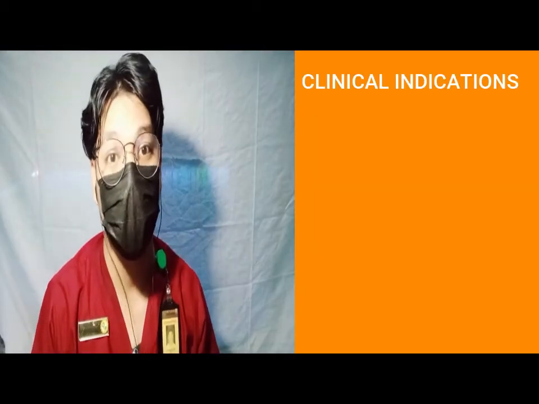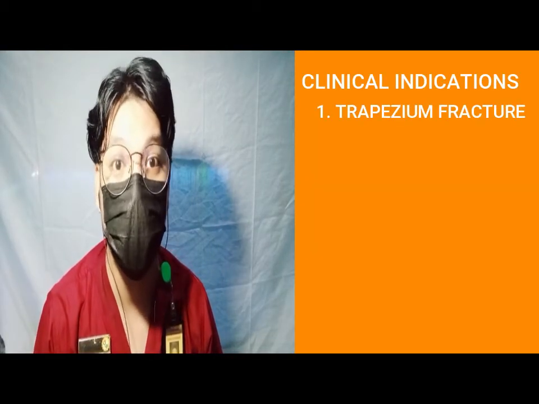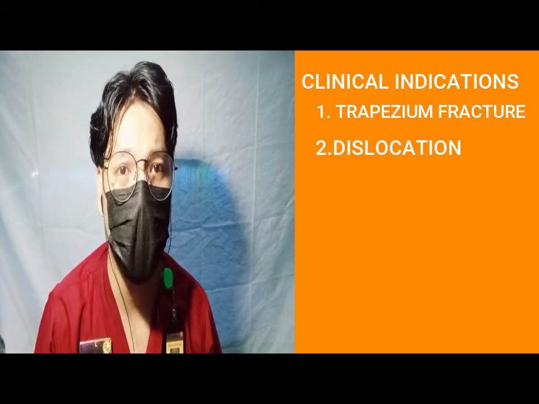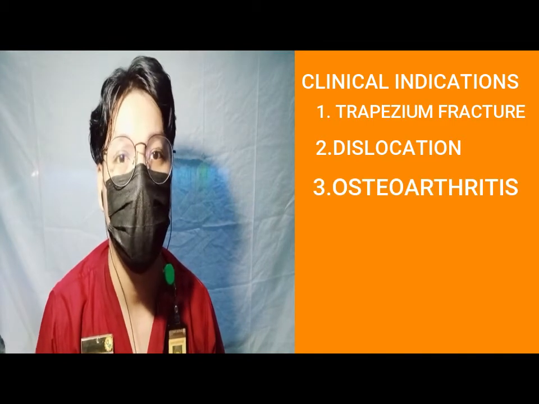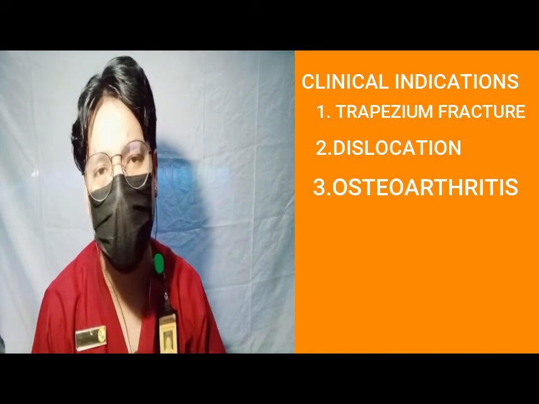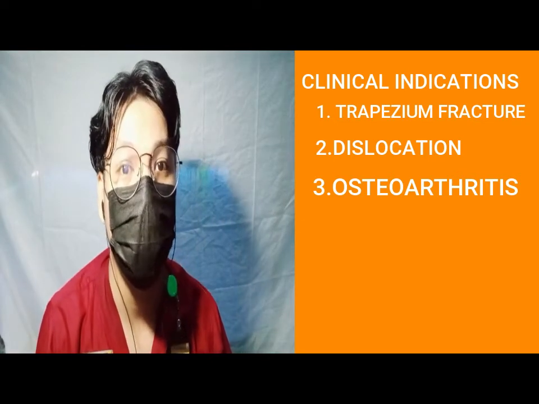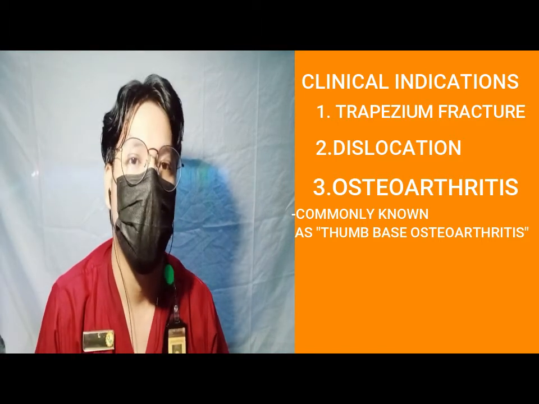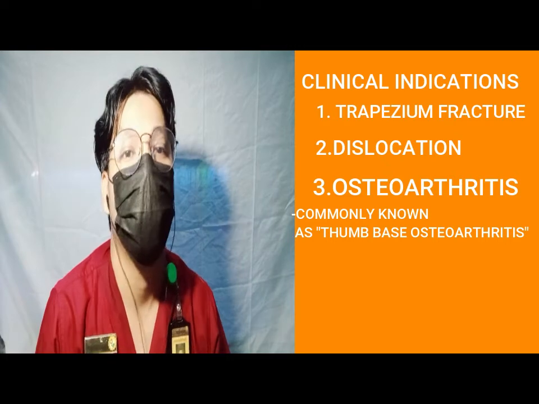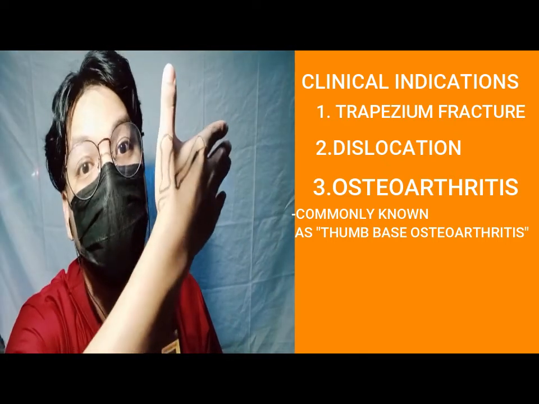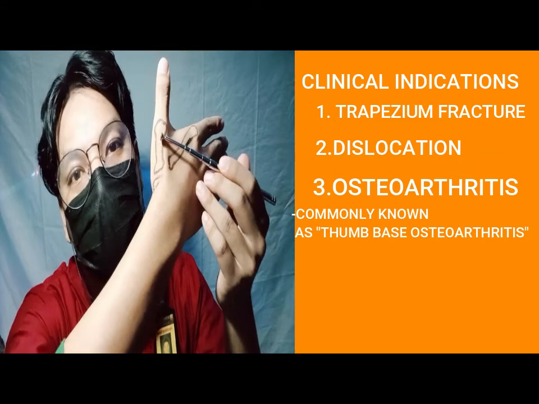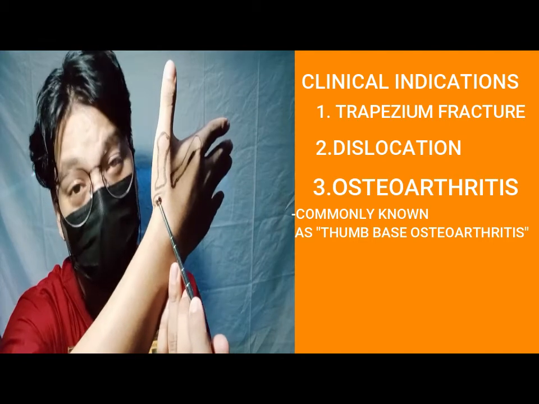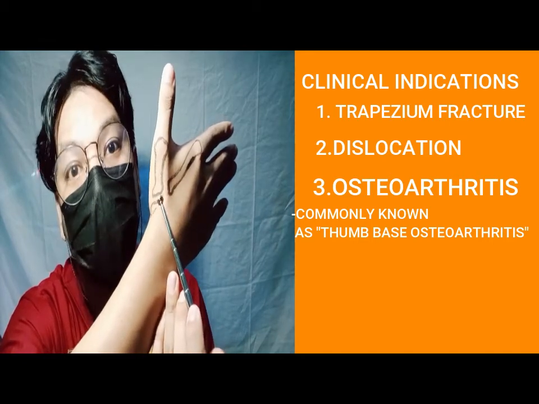So for the clinical indication, first is the trapezium fracture, which is actually rare. Second is dislocation, which is actually uncommon. The third is osteoarthritis, particularly the trapeziometacarpal arthritis, also known as thumb base arthritis. This is a degenerative joint disease affecting the first carpometacarpal joint, which is located in between the first metacarpal bone and the trapezium. So in between it is called the first carpometacarpal joint.